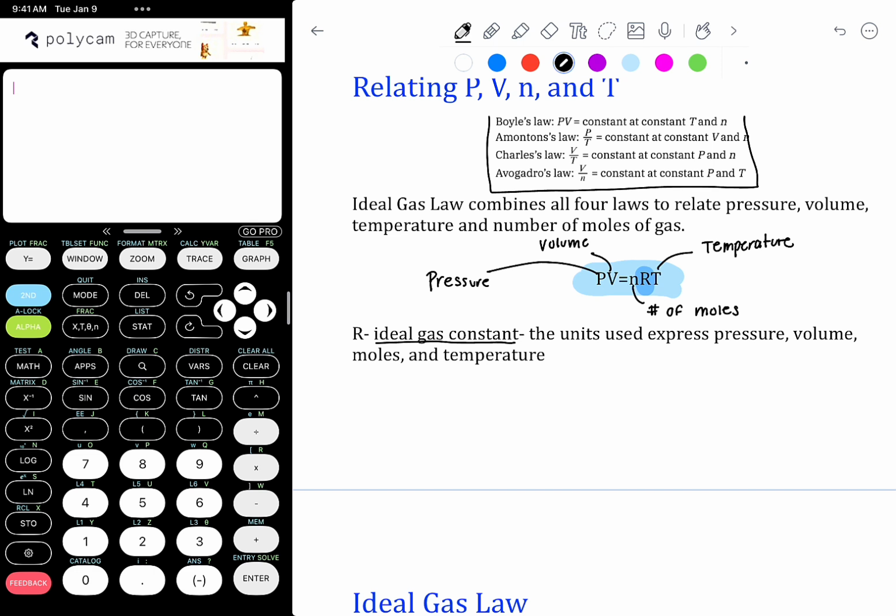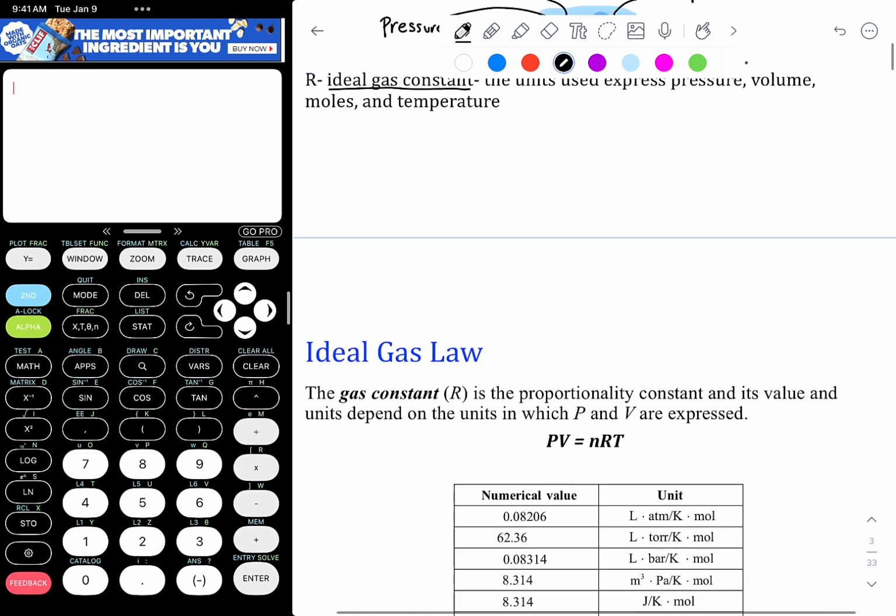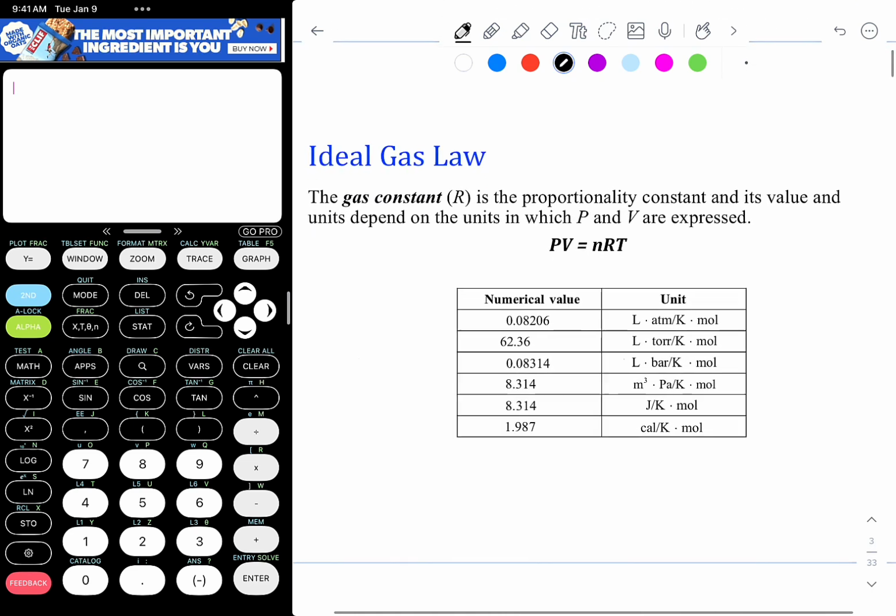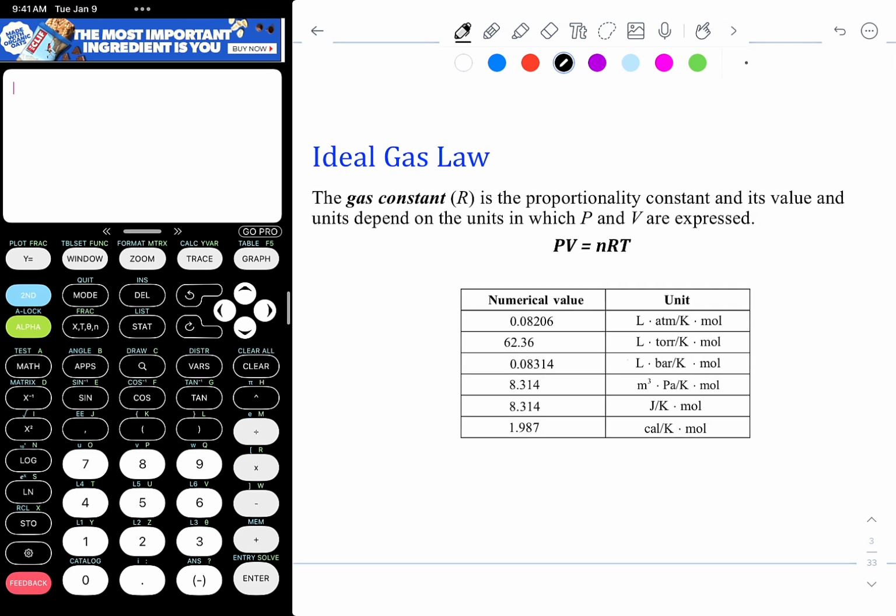So it is a constant which has a number associated with it, which we'll get to in the next slides. But its units are expressed in pressure, volume, moles, and temperature so that it can relate to all four variables of a gas. The ideal gas constant R is the proportionality constant, and its value in units depends on the units in which P, pressure, and V, volume, are expressed.